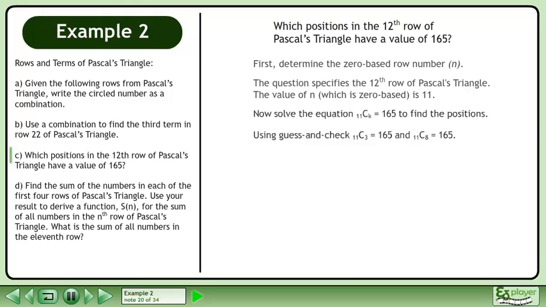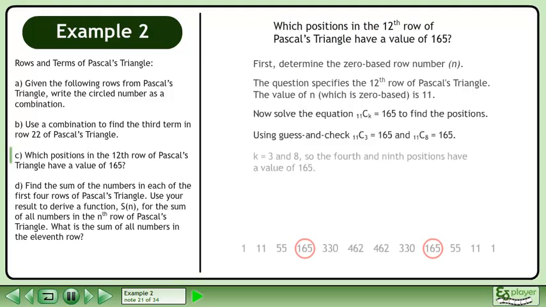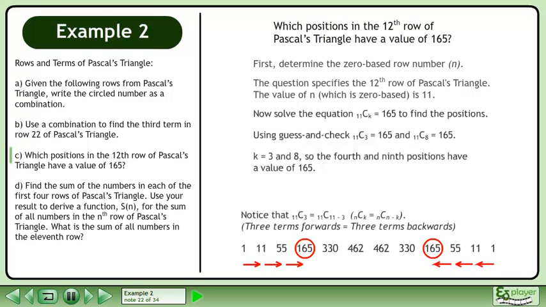Using guess and check, 11 choose 3 equals 165, and 11 choose 8 equals 165. k equals 3 and 8, so the 4th and 9th positions have a value of 165. Notice that 11 choose 3 equals 11 choose 11 minus 3, generalized as n choose k equals n choose n minus k. Visually, 3 terms forwards equals 3 terms backwards.